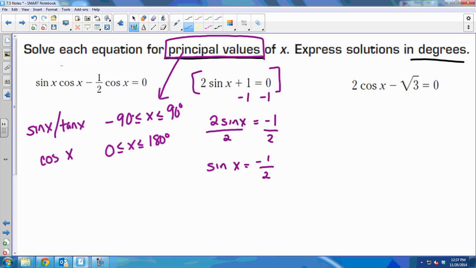So start looking at the unit circle for what angle measure x is going to be where sine is negative 1/2. Again, this is principal, so it has to be between negative 90 and 90. So quadrants 1 and 4.